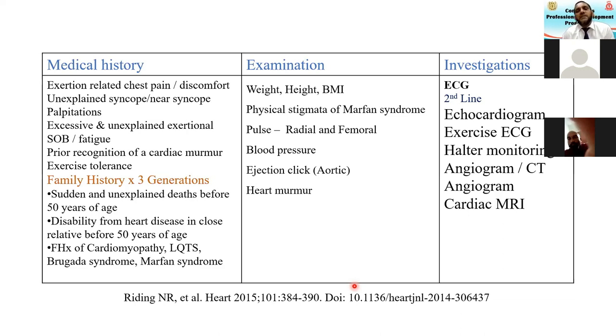So the first-line investigation is part of the pre-participation evaluation we do. If there isn't any evidence of a particular condition causing it, then we can go into second-line investigations like exercise ECG, echocardiogram, Holter, CT angiogram, or cardiac MRI. All these are available. Based on the findings and in discussion with the cardiologist, we should be able to proceed with second-line investigations to prevent sudden cardiac death.